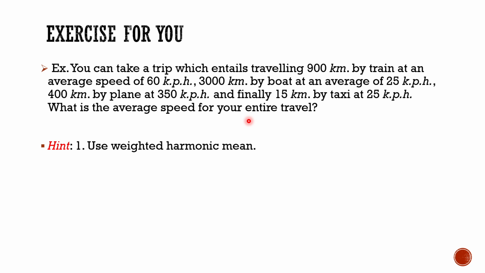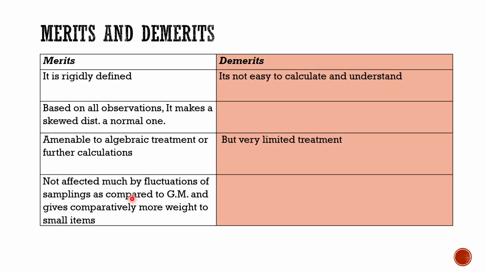I'll give you a hint to calculate the average speed for your entire travel. Definitely you will have to use the formula of this rate, that is speed is equal to distance upon time, and average speed would be total distance covered upon total time taken. Use the weighted harmonic mean formula, and the second one, this speed formula, that is distance upon time, and you will get your answer here. Now, last but not the least, merits and demerits.